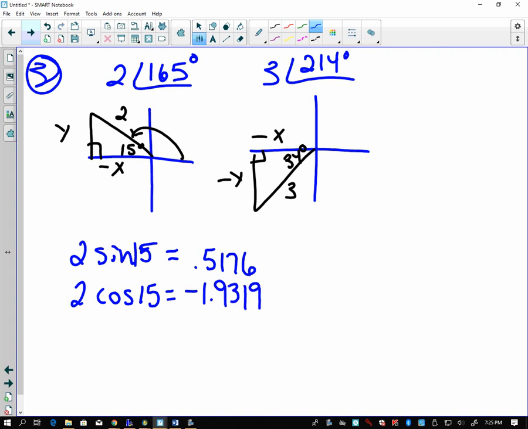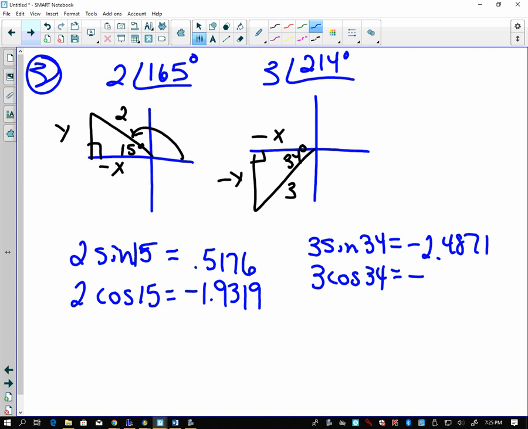1.9319. Okay? Over here, my hypotenuse is 3, so 3 sine 34, my y is negative, so I'm going to list it as such, negative 2.4871. 3 cosine 34, and that's also negative 1.16. Now it's not going to put that in your calculator as negative. You have to see that in the graph and know where it's at.